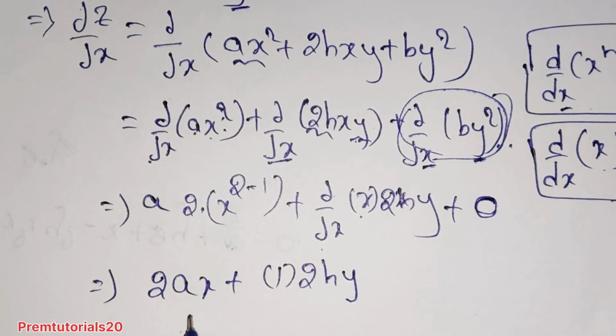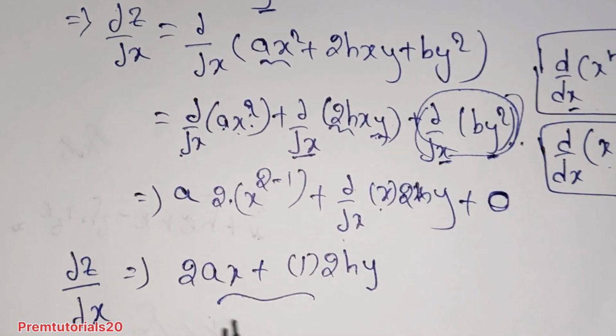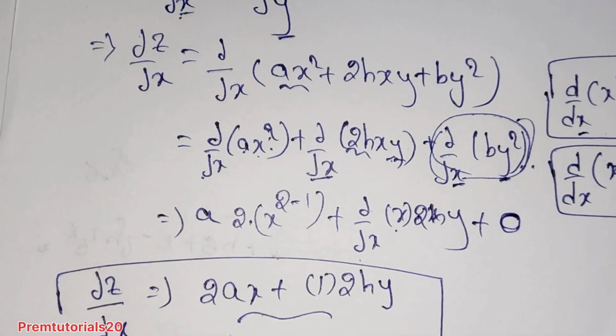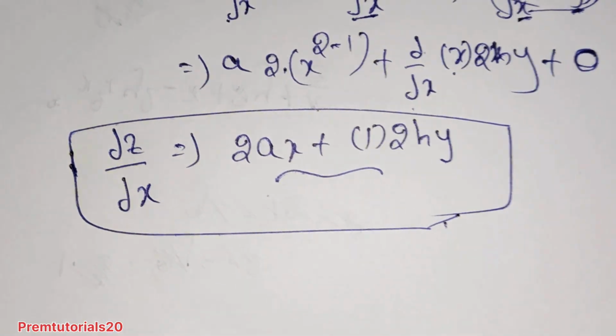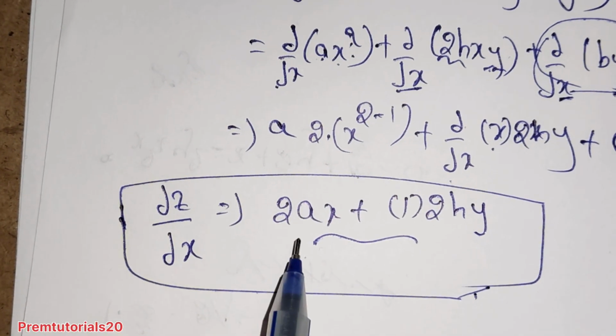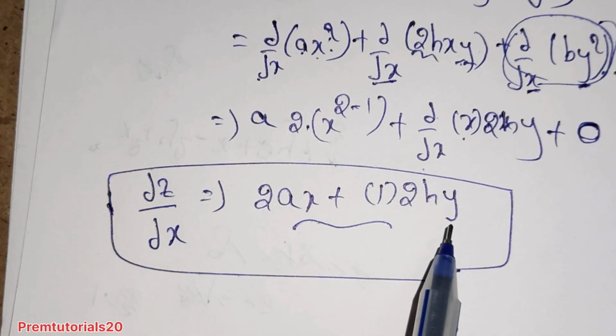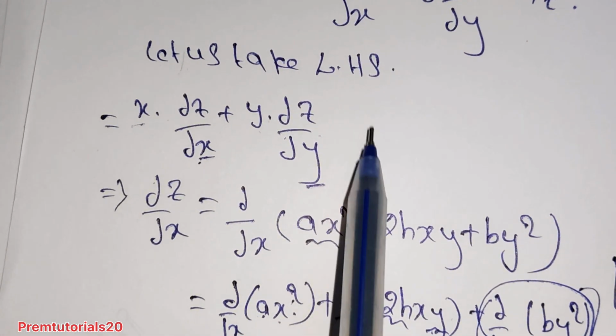Now what is the value we get here? Dou z by dou x equals 2ax plus 2hy. By using partial differentiation, we get dou z by dou x as 2ax plus 2hy. Now it's time to find dou z by dou y.